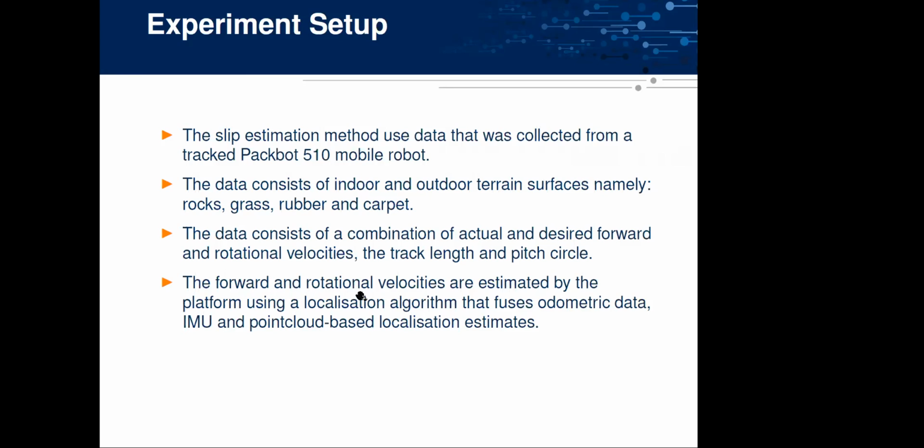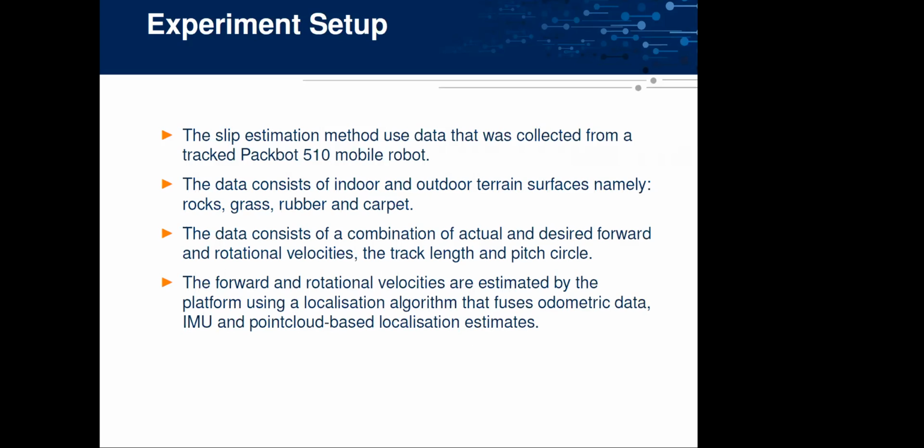The data consists of a combination of actual and desired velocity, rotational velocities, the track length, and the pitch of the cycle. That's what we use to determine the slip estimation. And then the forward and rotational velocities are estimated by the platform using a localization algorithm that fuses odometry data, IMU, and point cloud data. The estimation of this data came with the robot, so it was built into the platform when it was purchased. So I don't have more data on how the fusion occurred.